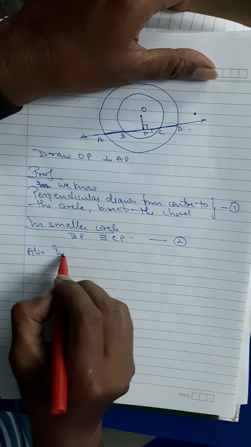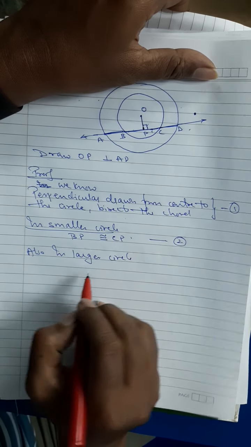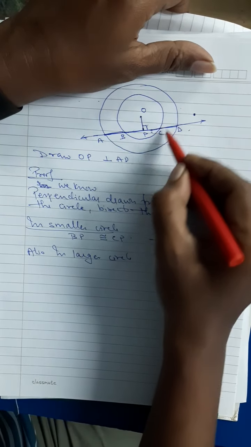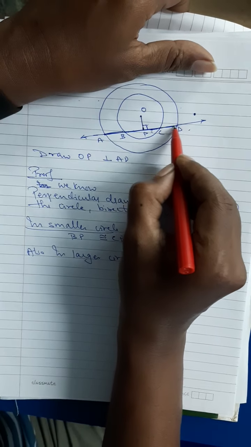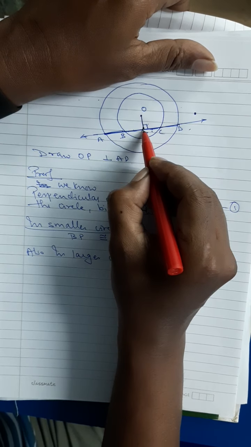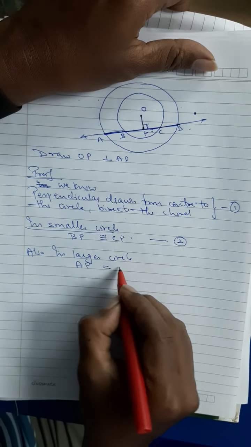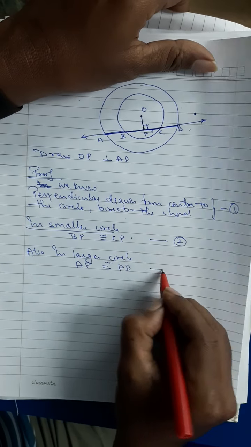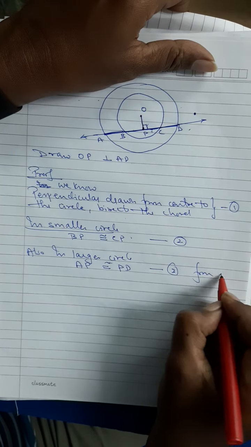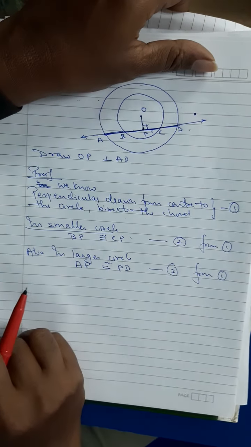Also, in the larger circle, this bigger circle, AD is the chord, this is the perpendicular drawn, so AP will be equal to PD. AP will be equal to PD. This is also from 1. By this we have got both.